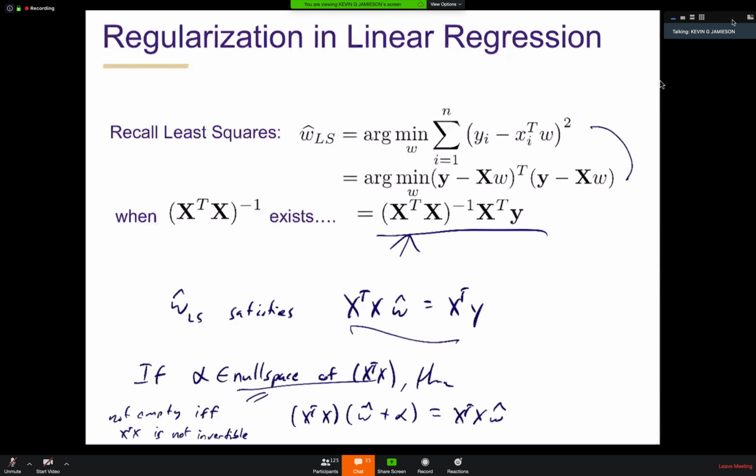Because of this, the solution is not unique. There are many w hats that minimize this training error, and we need to pick one. You could just pick any one, but it's pretty clear that some are more probably right than others. And so let's think about this in terms of pictures.